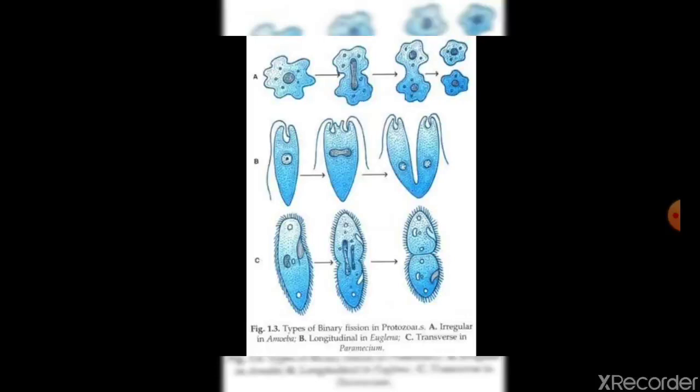Binary fission also takes place in euglena and paramecium. As you can see, the types of binary fission in protozoans such as amoeba, euglena and paramecium. Irregular binary fission takes place in amoeba. Longitudinal binary fission takes place in euglena, that means lengthwise they split, and transverse binary fission takes place in paramecium, that is horizontally they split.